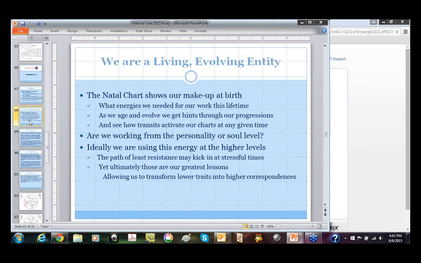So as we know that our natal chart shows our time of birth and what energies that we needed at that time. So as we age and evolve, we get hints through our progressions, and we'll look at that in a moment. So always we have to ask ourselves, are we working from a personality's place? Are we working from a soul level?